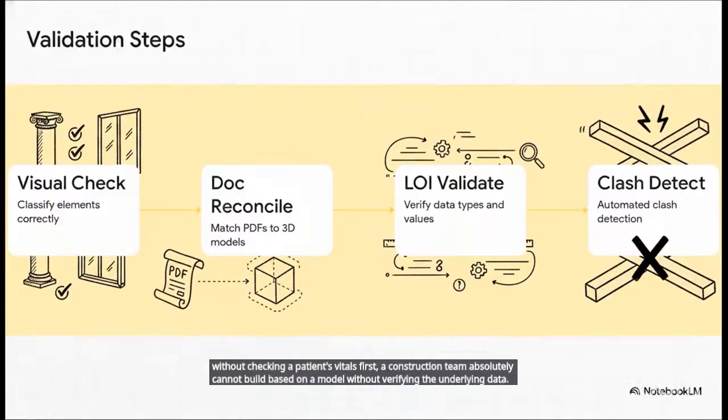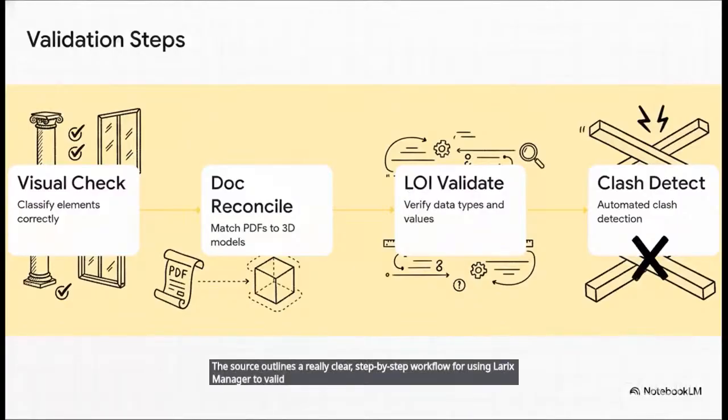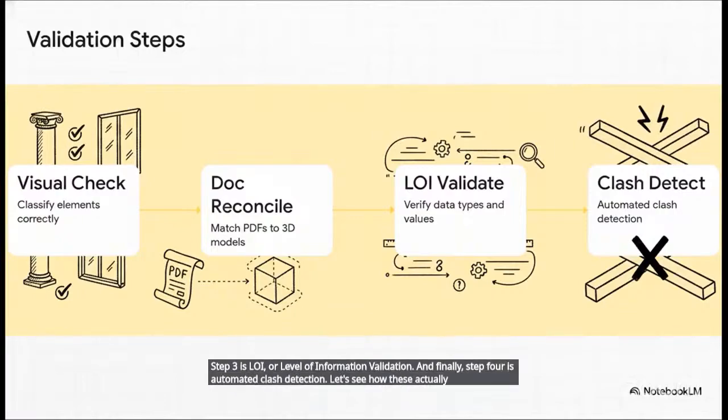The source outlines a really clear step-by-step workflow for using Larix Manager to validate an information model. Step 1 is the visual check, ensuring elements are properly classified. Step 2 is documentation reconciliation, which means making sure your PDFs and 2D specs actually match the 3D model data. Step 3 is LOI, or level of information validation. And finally, Step 4 is automated clash detection. Let's see how these actually play out in practice.